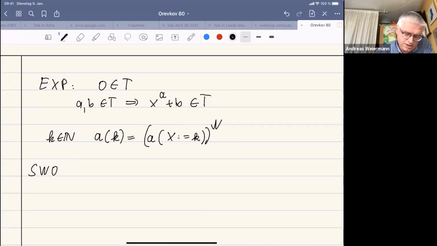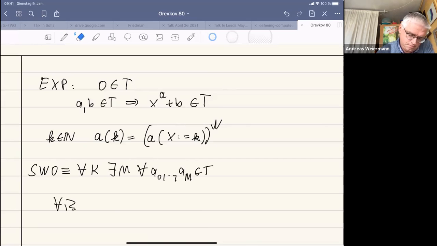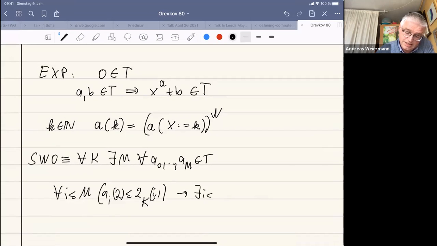Call it slowly well-orderedness. Well, I should not call it of epsilon 0. Slowly well-orderedness of exp, just because it's the following principle. For all k, there's a number m such that for all terms a0 to am, if for all i less than or equal to m, we have that I take ai and replace variable x by 2, this is less than or equal to 2ki, then there exists an i less than j.